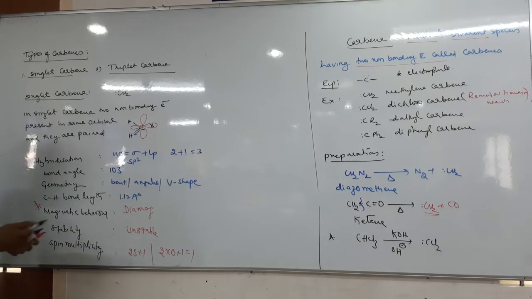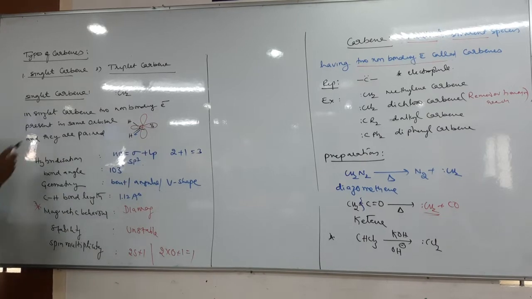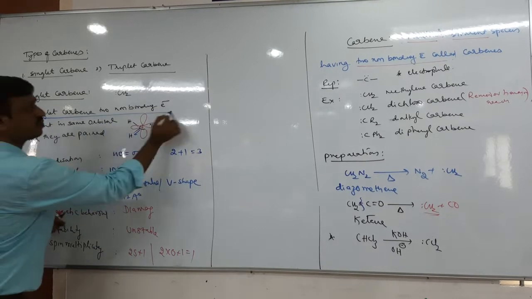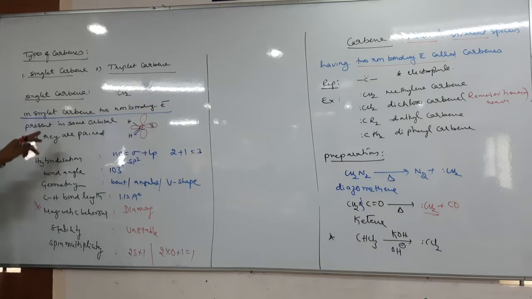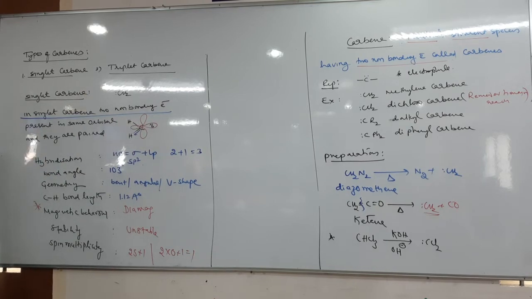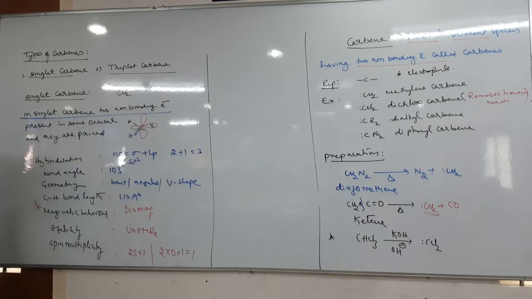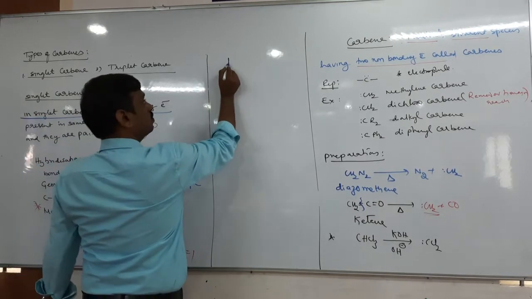Okay, that is about singlet carbene. Ultimately this sentence is the only important one: in singlet carbene, two non-bonding electrons are present in the same orbital and they are paired. Because of this we get these properties. Next, triplet carbene.